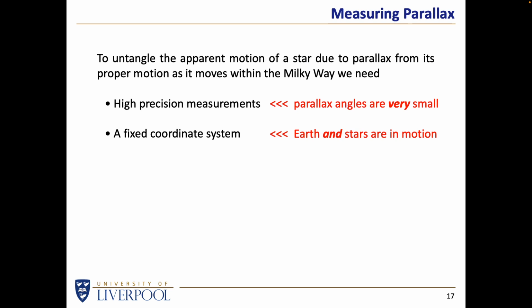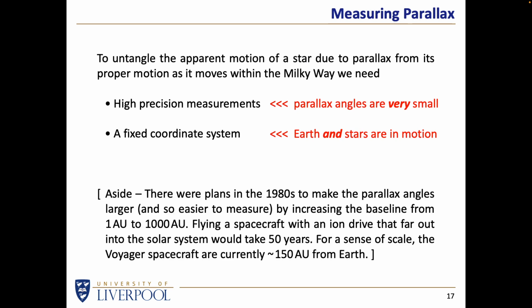A long time ago, back in the 1980s, they said, oh, we can deal with this without needing very high precision. All we need is a bigger baseline. Instead of having a baseline from the Earth to the Sun, 1 astronomical unit, let's send a spacecraft out to 1,000 astronomical units. Then the baseline is 1,000 times bigger, which means it's going to be 1,000 times easier to measure these small parallax angles. So there was this idea, let's take a spacecraft, fly it out to 1,000 AU with an ion drive. Well, it never actually happened.